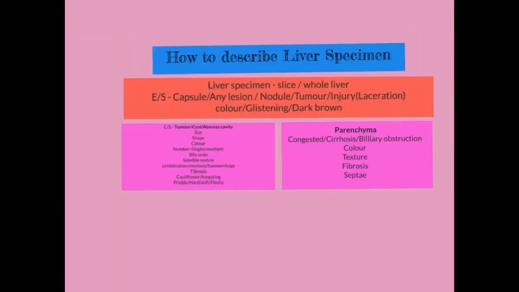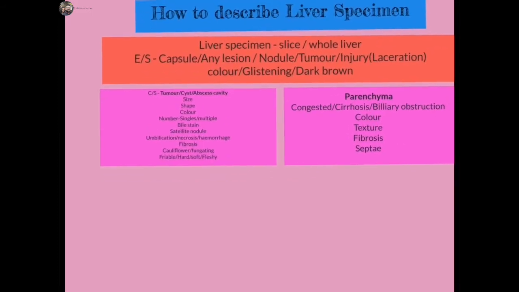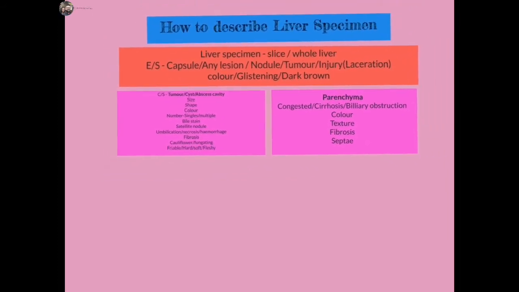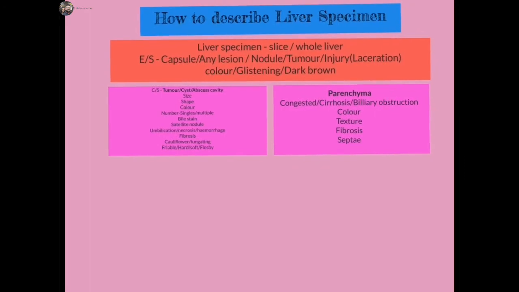So after microanatomy we will go to the specimen, that is, how exactly we should describe the specimen of the liver. Whenever you have a specimen in the exam hall, please try to understand whether the specimen is showing a specific slice or the whole liver. Sometimes they have a specific slice of the liver, or sometimes they have the full liver.